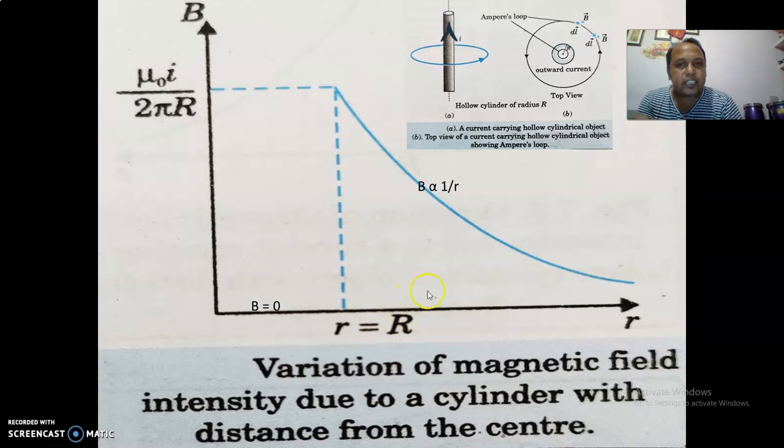but when the value of r is the radius of the hollow cylinder, then we have a particular value which is given by mu naught I by 2 pi capital R. And from this particular point where the distance is equal to the radius of the cylinder, as we move away from the cylinder, the value of B decreases exponentially. So this is the exponential curve for the magnetic field, which is inversely proportional to the distance.